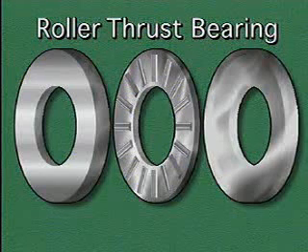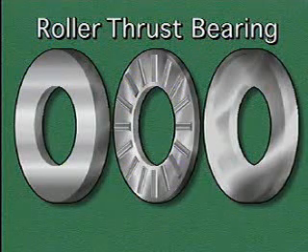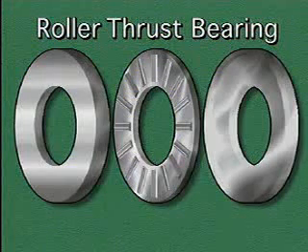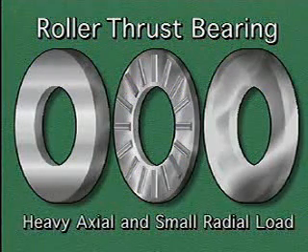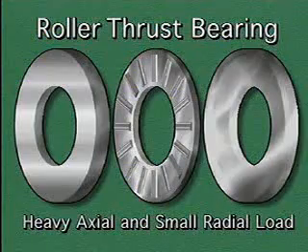This illustration represents the construction of a roller thrust bearing. In a roller thrust bearing, the rings are parallel to each other instead of one inside the other. Roller thrust bearings are used to support heavy axial loads, but only a small amount of radial load.